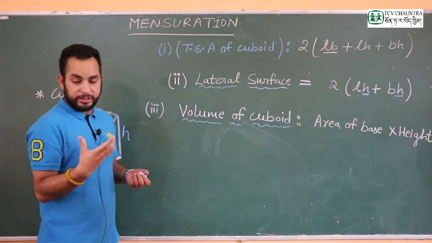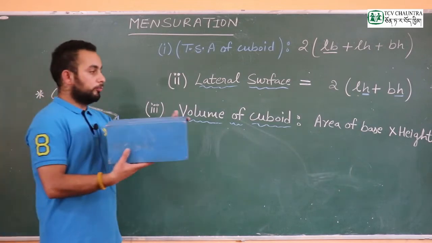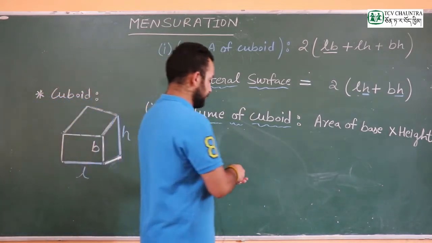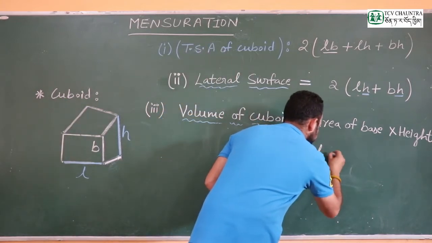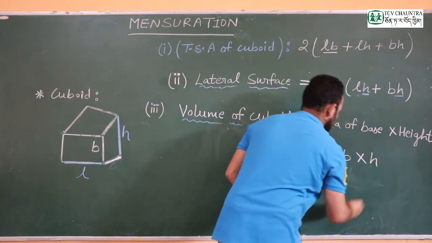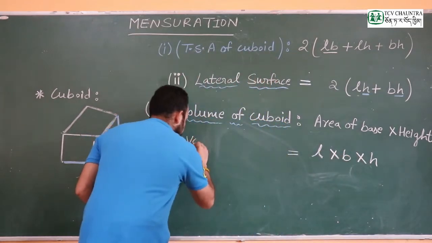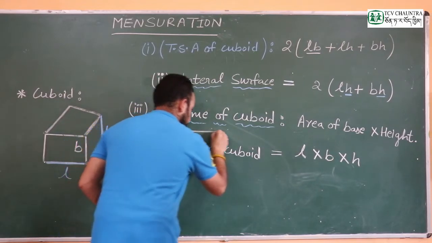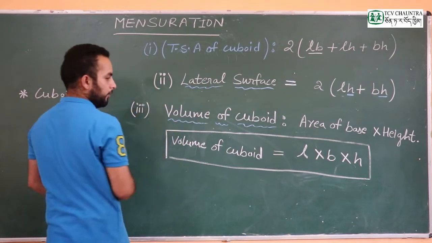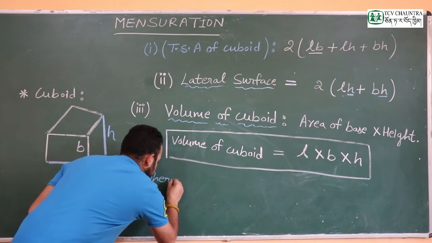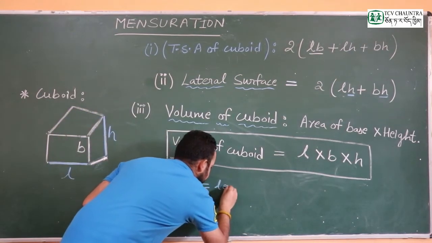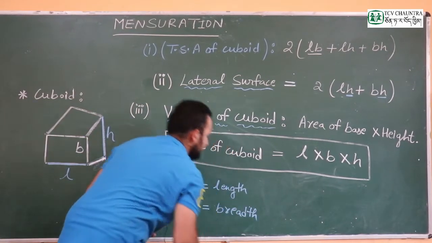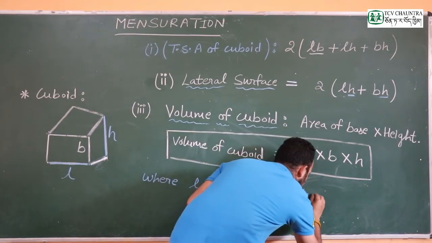Area of base. Here we are talking about the cuboid, right? So what is the area of base? The base formula is length into breadth. Length into breadth and height. So length into breadth into height, this is the formula of volume of cuboid. Okay class, so this is the formula of volume of cuboid, where l is the length, b is the breadth, and h means height.